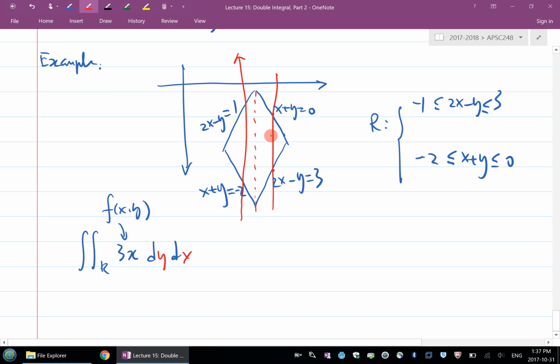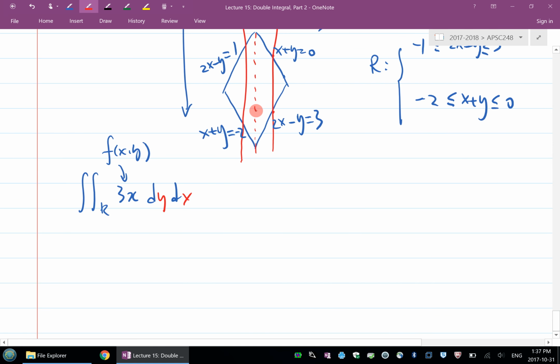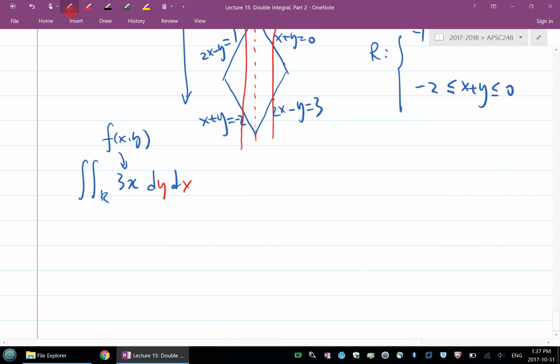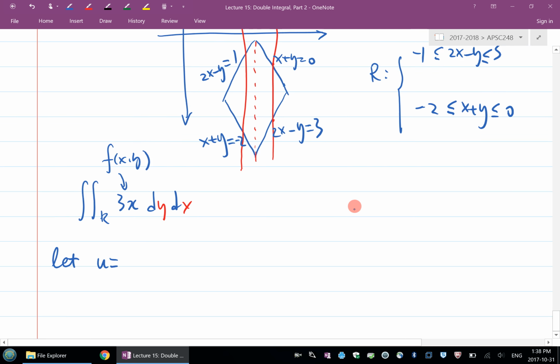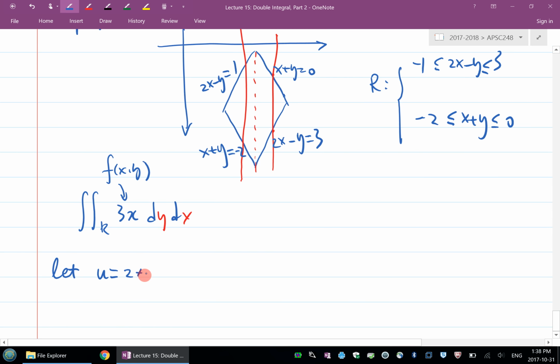Now, I'm not going to try that. We'll try a different example on that. But for this example here, I'm going to use a change of variable approach, and you will see it's much simpler than the piecewise integration. So what type of change of variable should we use? This is what we're going to do. We're going to let u equal 2x minus y, and v will equal x plus y.